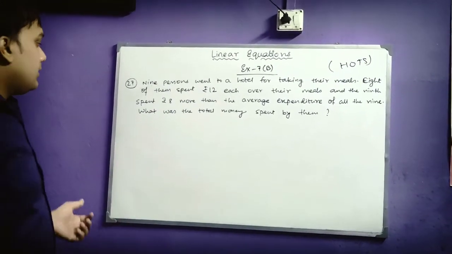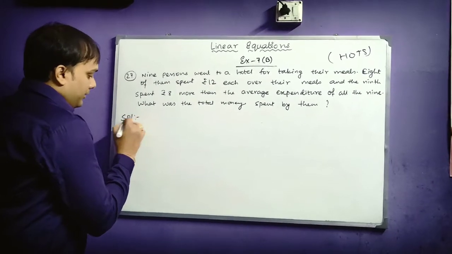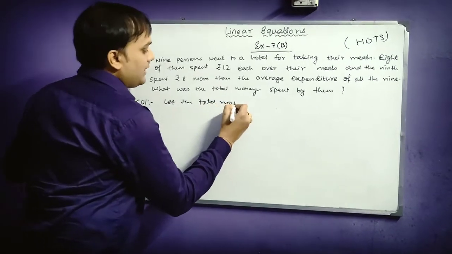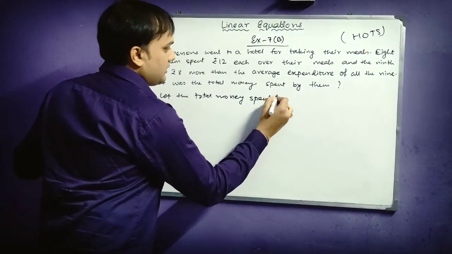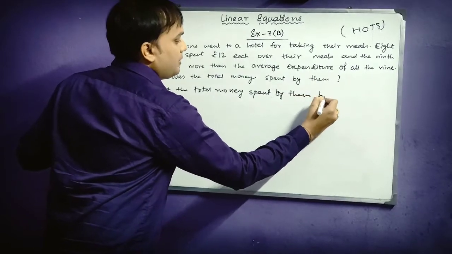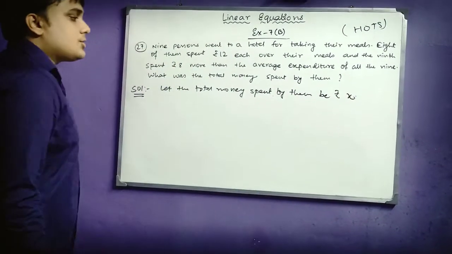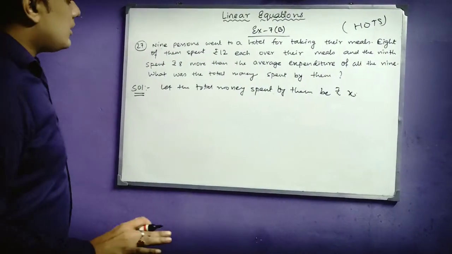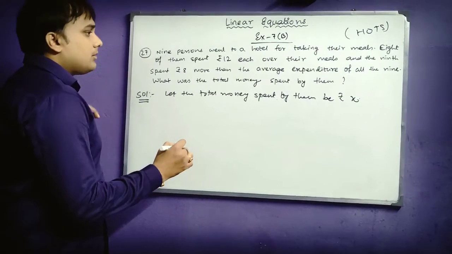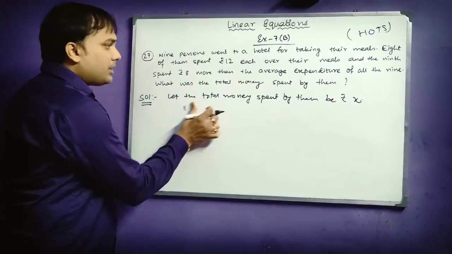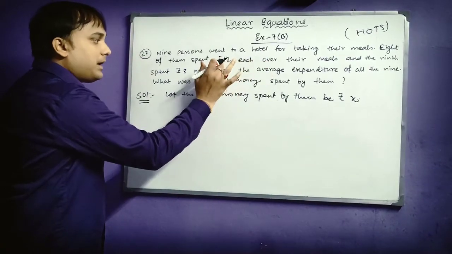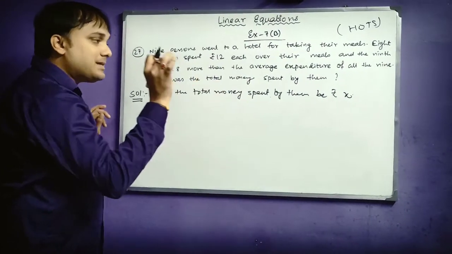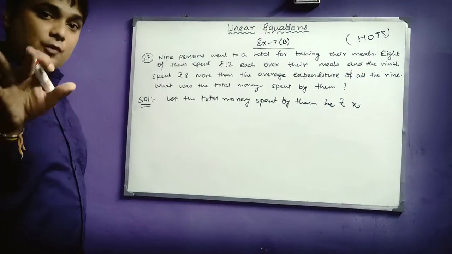So let us take the help of a variable here. Let the total money spent by them be rupees x. So this is the total money spent by all 9 friends, 9 persons. This is x. So here you can see each of them is paying rupees 12 except the 9th person. The 9th person is paying rupees 8 more than the average expenditure of all the 9.